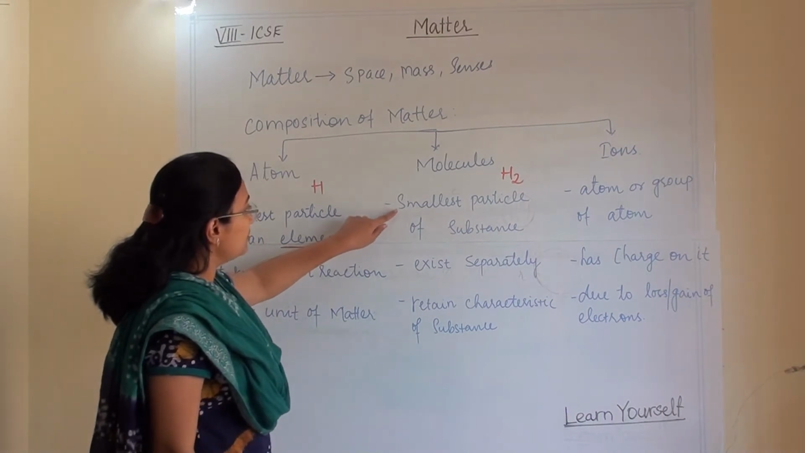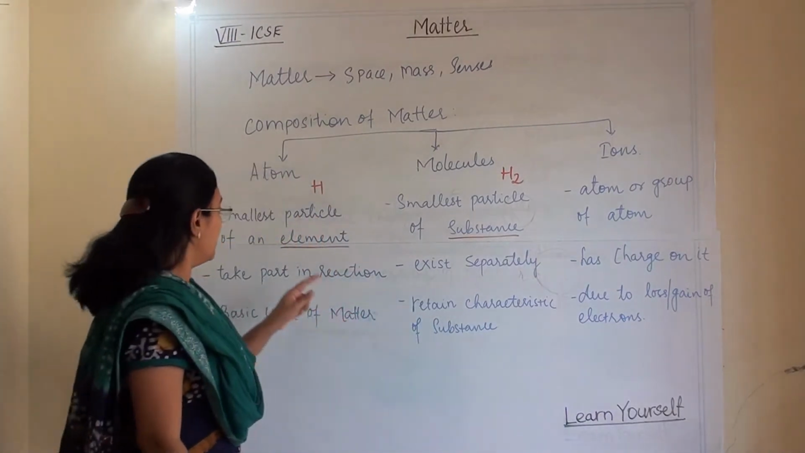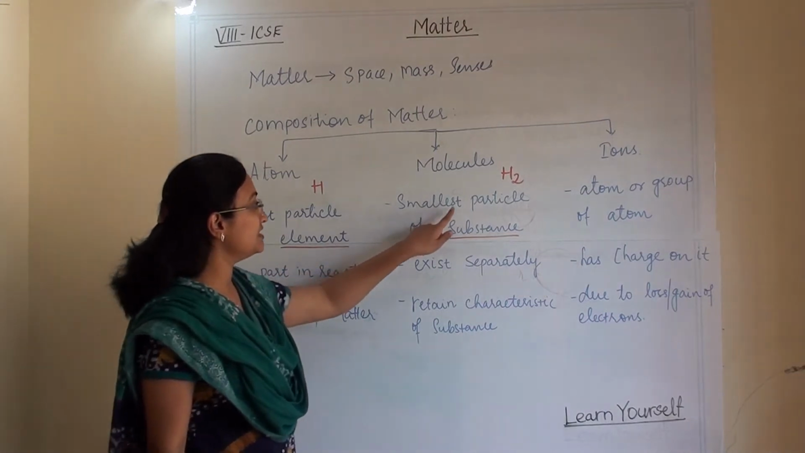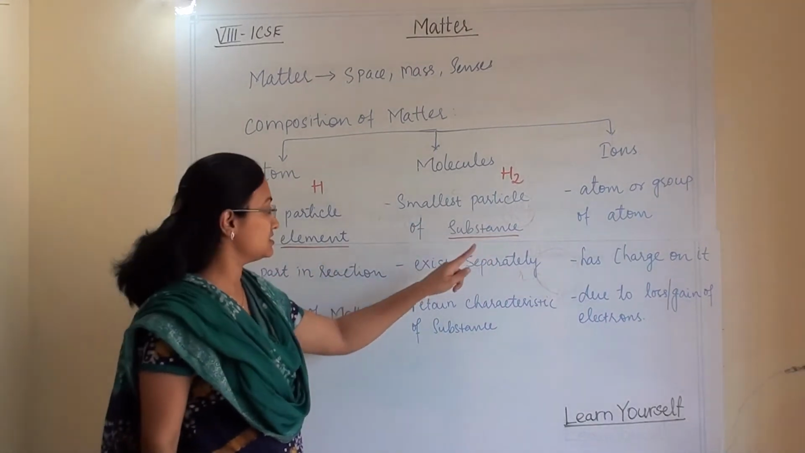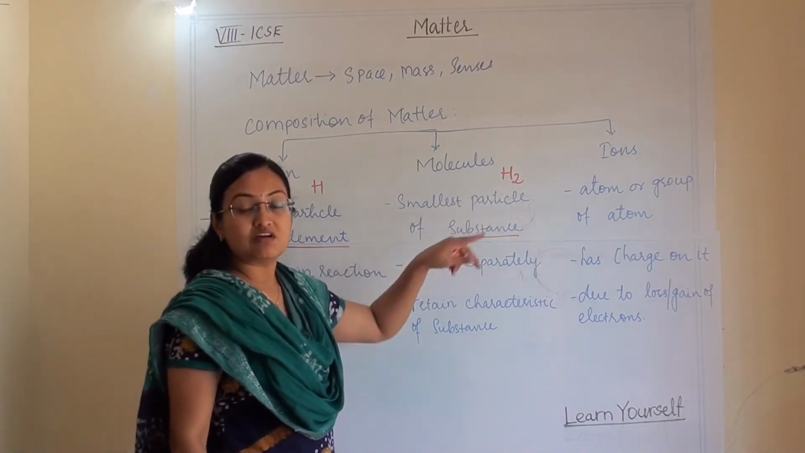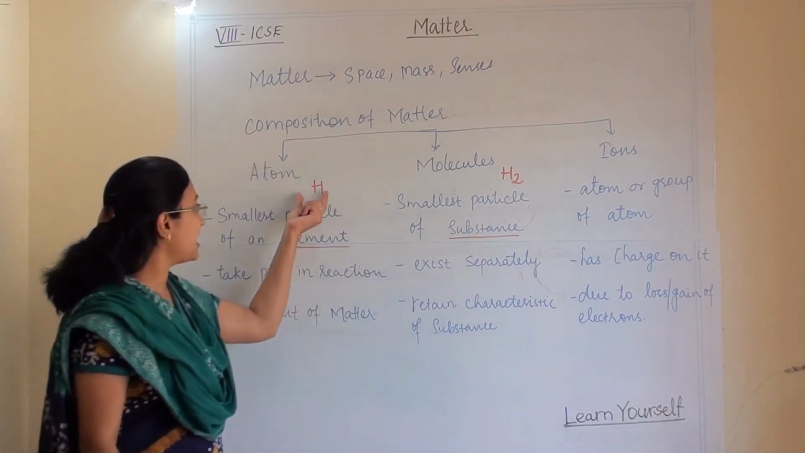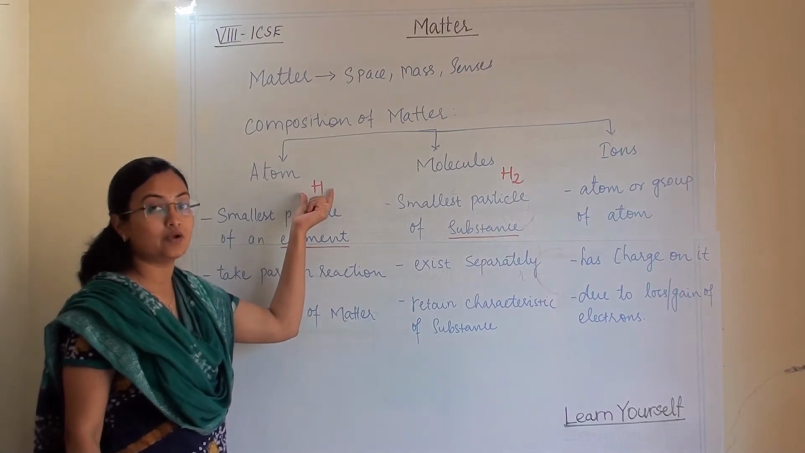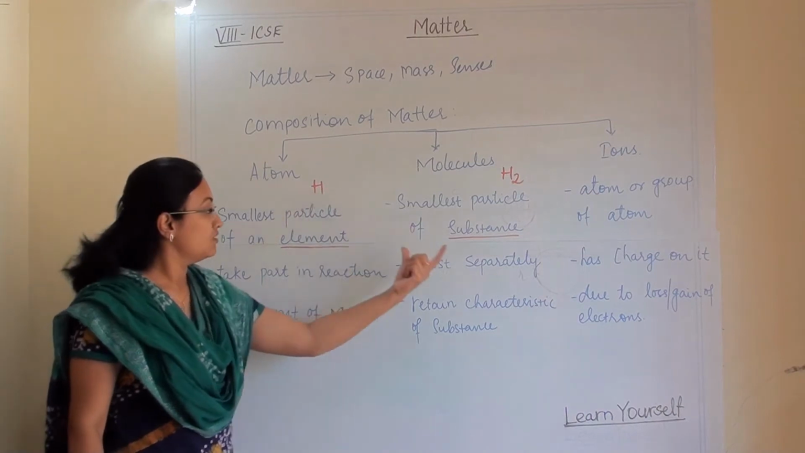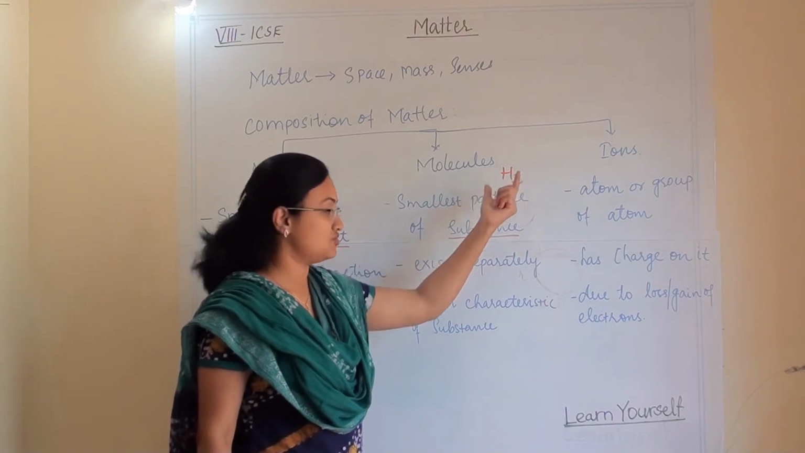So what is a molecule? The smallest particle of a substance. A basic unit of an element, or the smallest particle of an element, and here it is the smallest particle of a substance. It exists separately because molecules are stable. So they do exist separately. Here hydrogen alone is an atom, but it cannot exist separately. Alone, hydrogen cannot exist. But the hydrogen molecule is existing in nature.